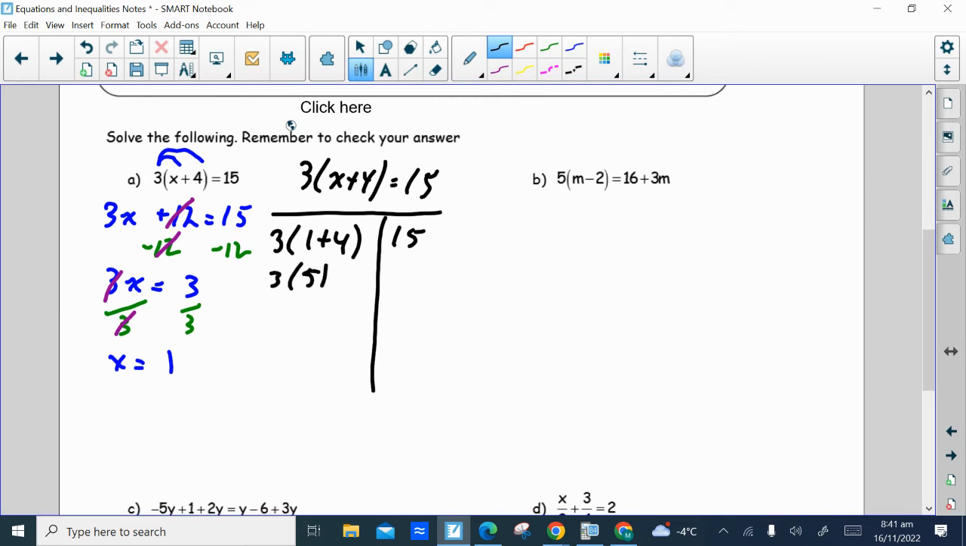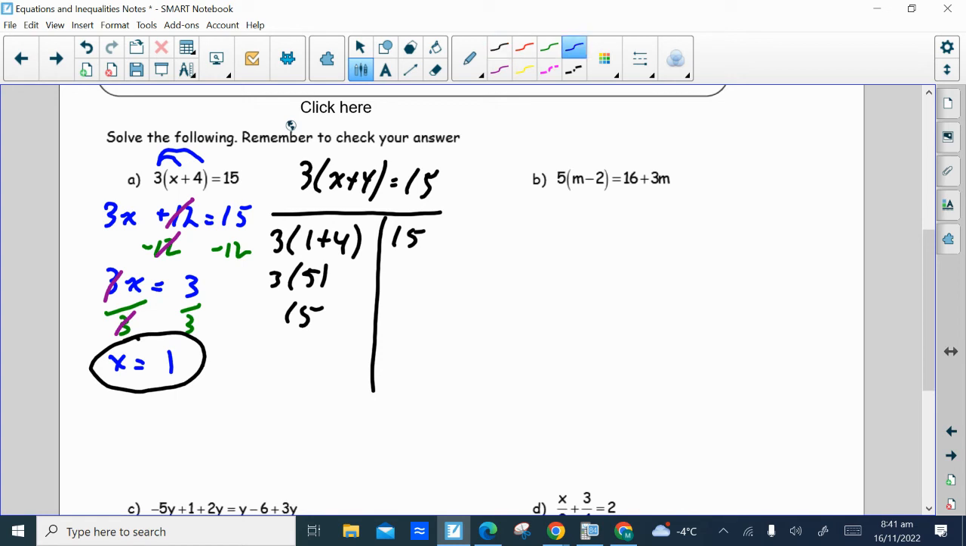And even that's not enough. And I agree, you can look at that and say, well, I know that 3 times 5 is 15. But it's not enough. You need to show that you get the same thing on both sides to get full credit for the check. So now we've shown that our answer is correct. Okay?